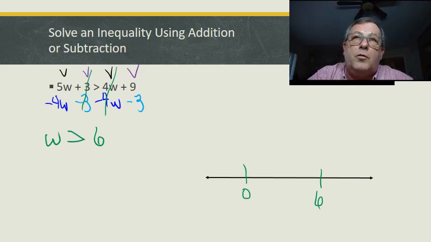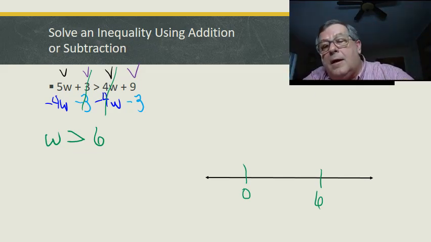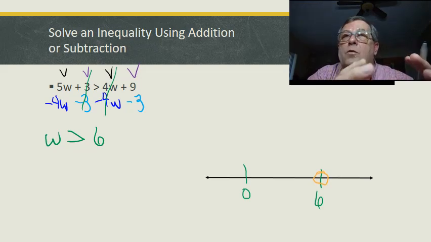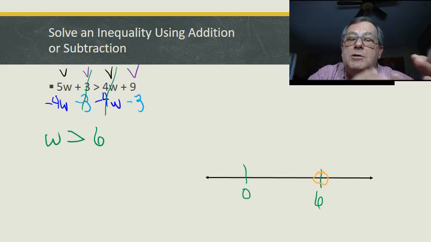so let's go over the rules. If the inequality is less than or greater than, I'm going to use an open dot. And if it is less than or equal to, greater than or equal to, I'm going to use a closed dot. So I got an open dot right here at 6, meaning that w does not equal 6. It just approaches as close as it can to 6 here on the number line.